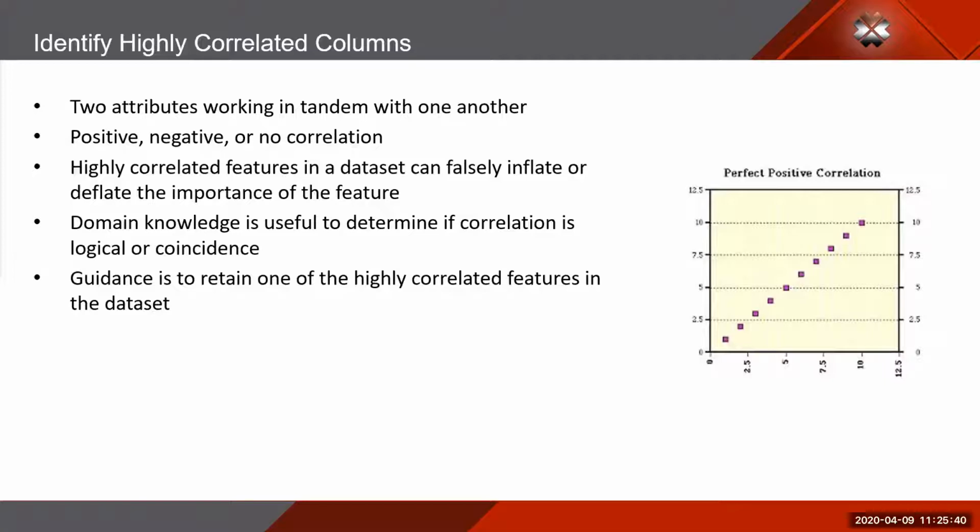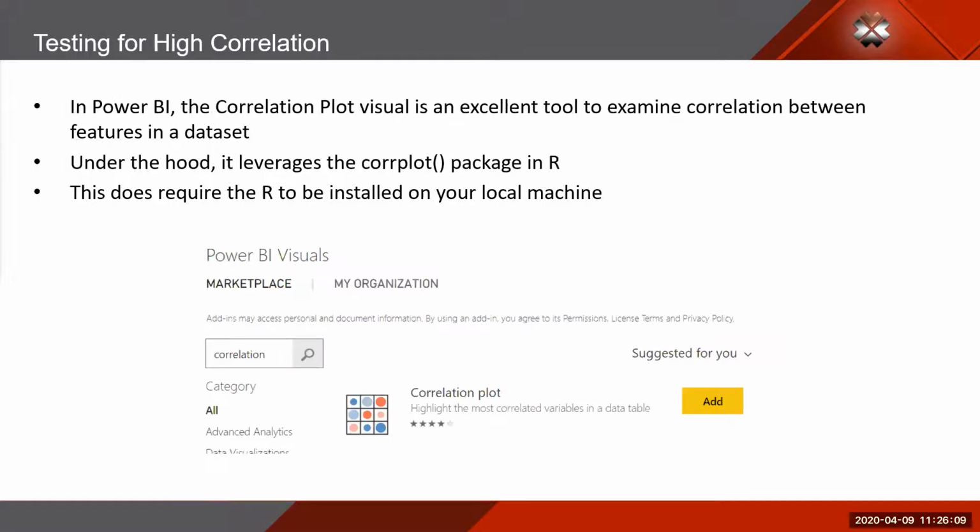And the reason it's important to look at the correlation of columns is that if you have a lot of columns that say the same thing in the key influencers visual, it could falsely inflate the importance of some of those features that you put in there. So you want to minimize the number of highly correlated columns you're throwing into the key influencers visual.